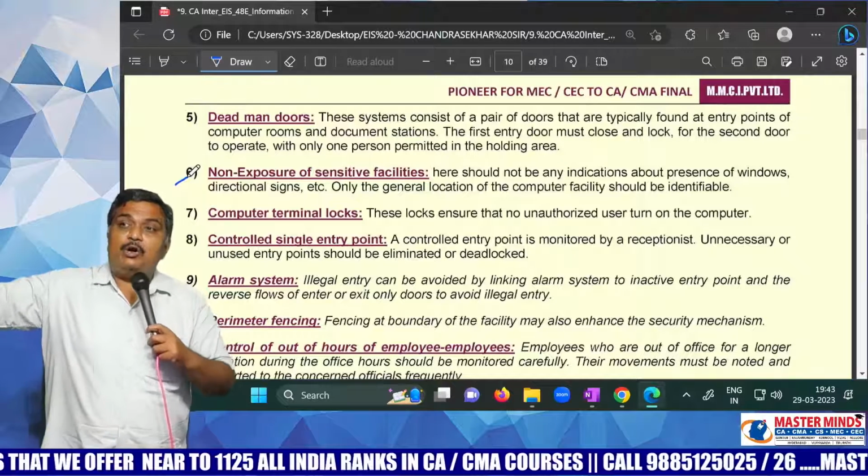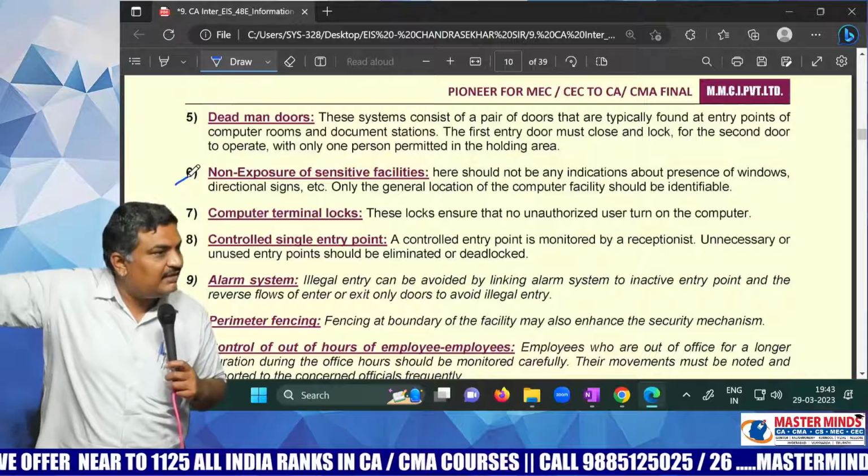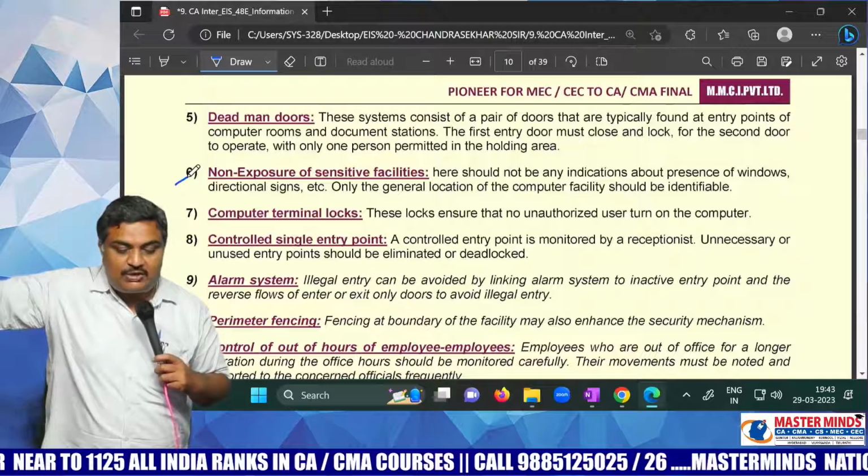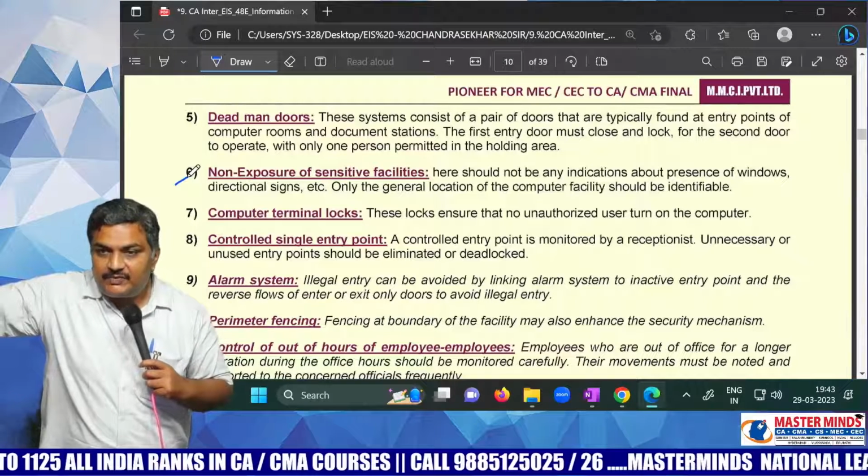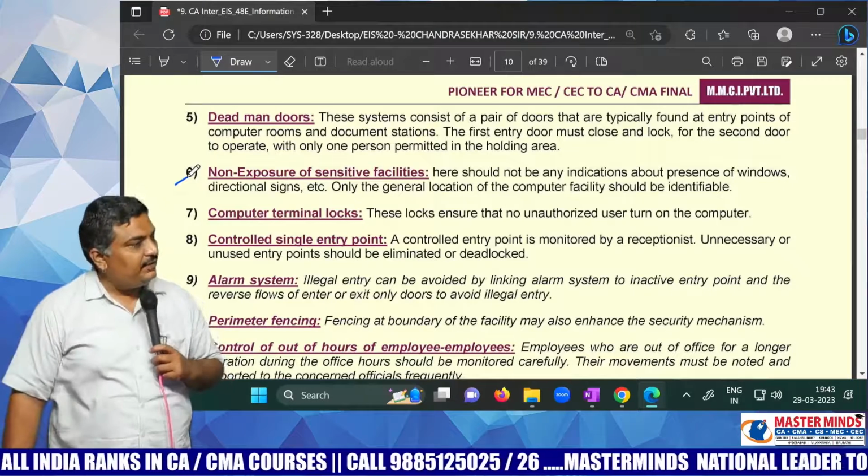Very highly important data server. You should not put a board like that. You should not expose those sensitive facilities. Okay, non-exposure of sensitive facilities.